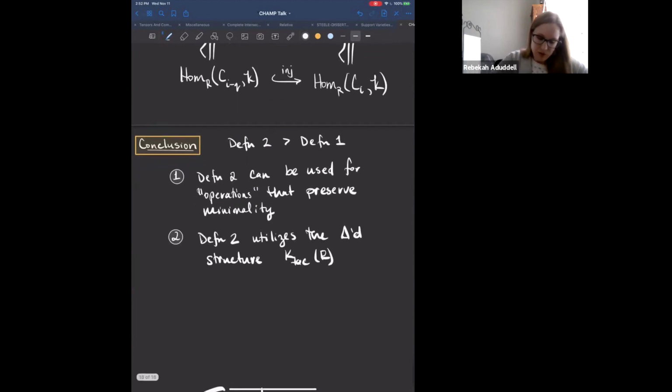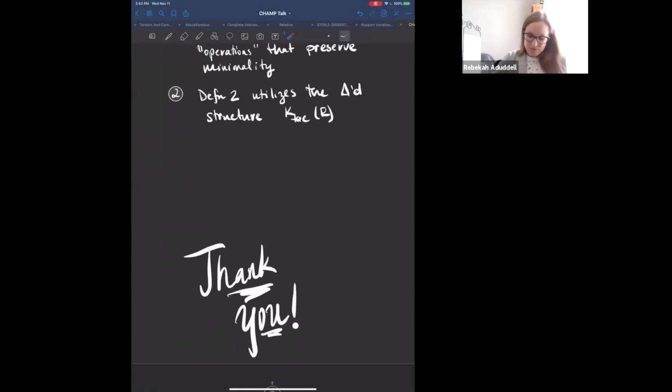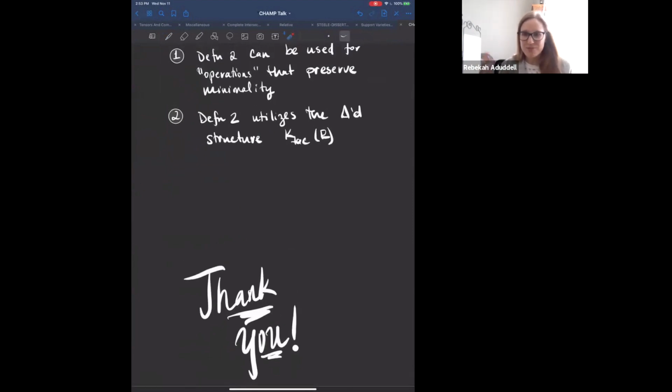The current thing I'm mainly looking at right now is this first one: can we use definition 2 to say something about the mapping cone, because that's really what I'm interested in. So that's all I have. Thank you for hearing me out, and I hope you enjoyed.